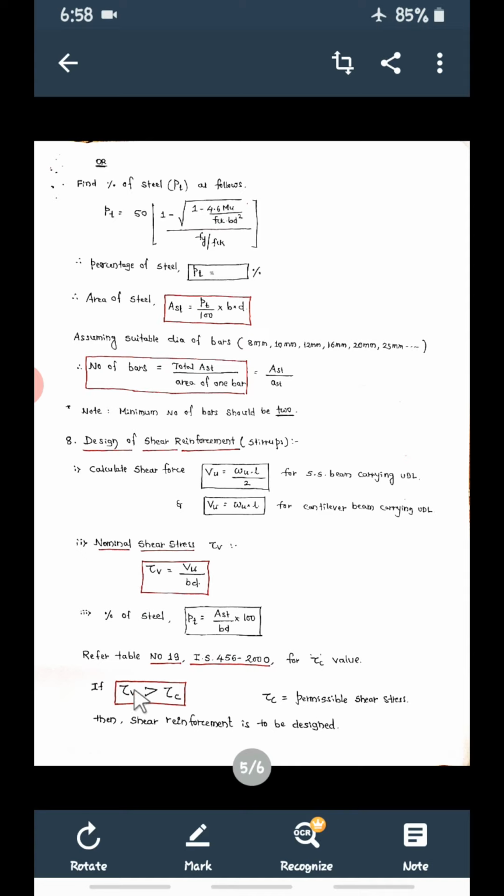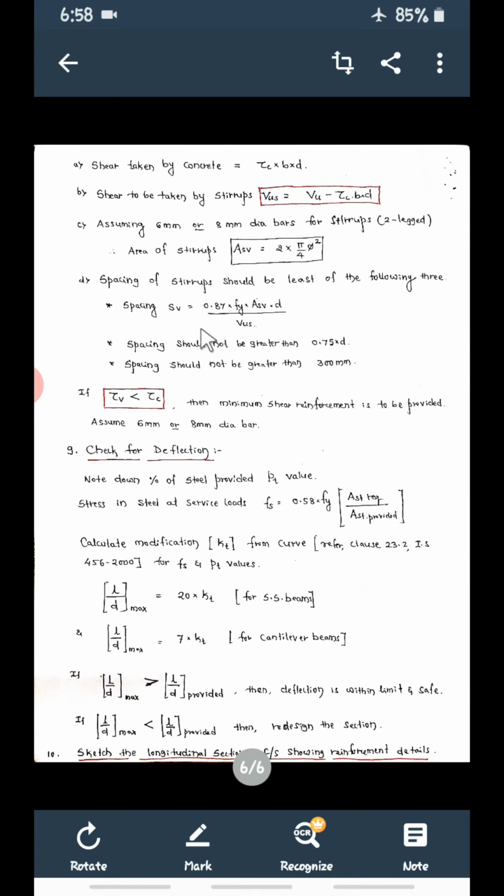Now see, first condition is what? If this tau V, nominal shear stress, is more than the permissible shear stress tau C, if tau V is greater than tau C, then shear reinforcement is required. We have to design the shear reinforcement in the form of stirrups. Now how to design that?